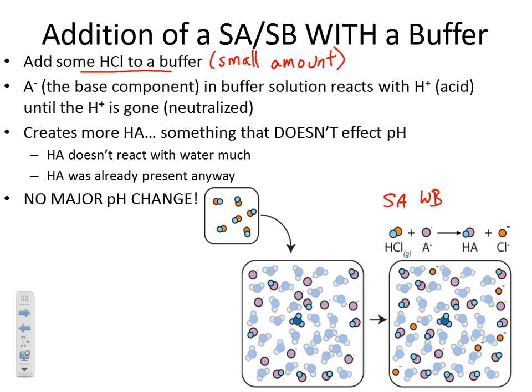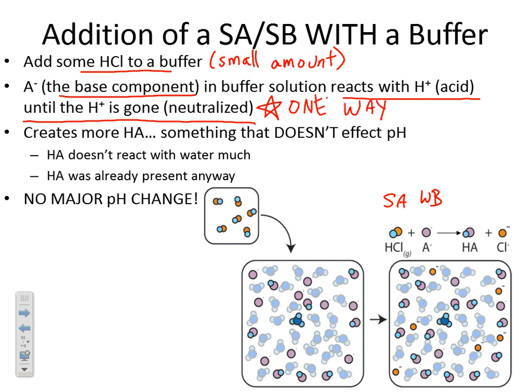That's what they do. So the base component now reacts with the acid until the H plus is completely gone. This is the neutralization reaction. This is a one-way reaction. All neutralization reactions are one-way. They go until something is used up. In this case, it's the strong acid that's going to be used up because I'm stressing that we're only adding a small amount of it.